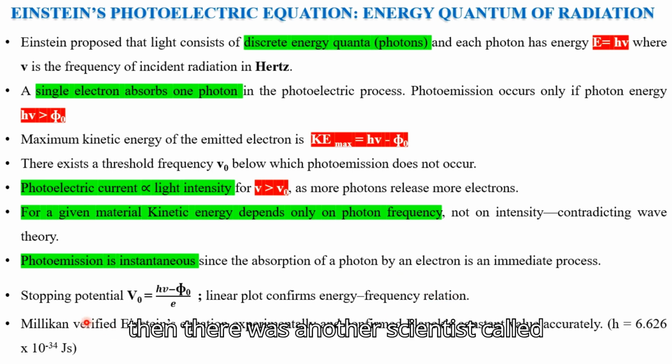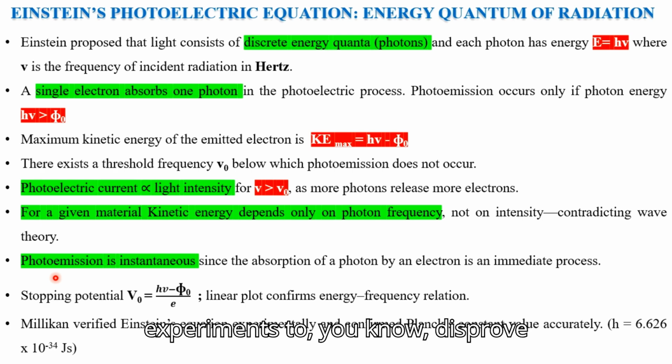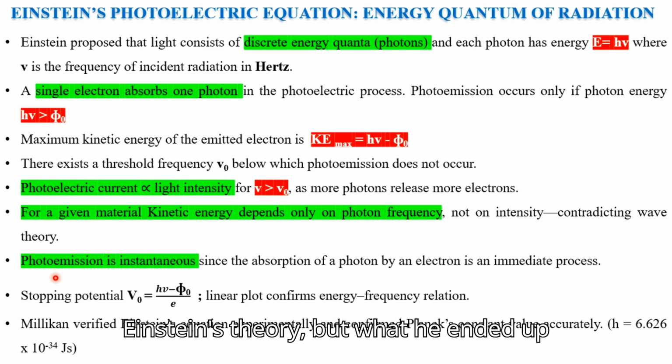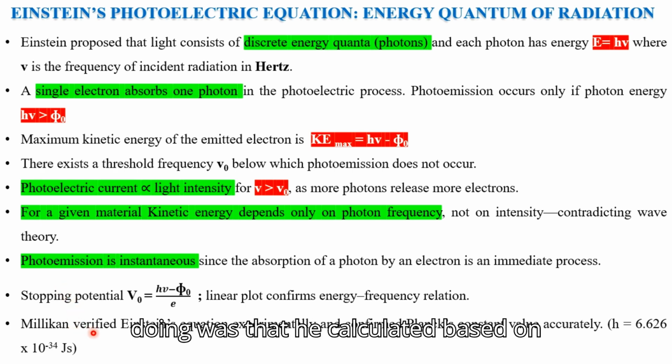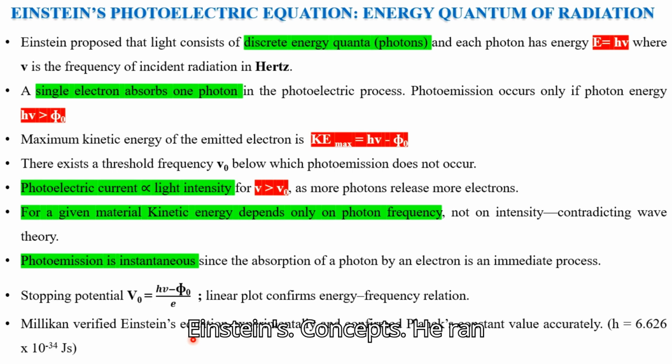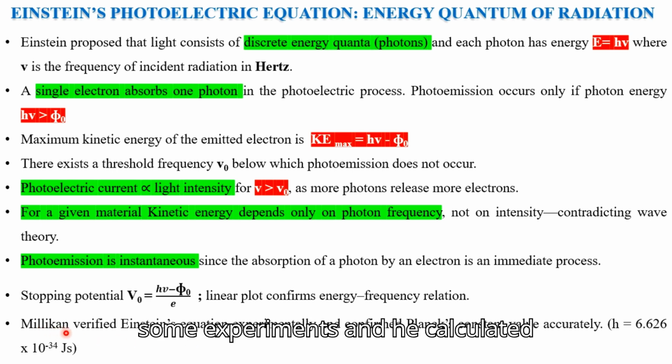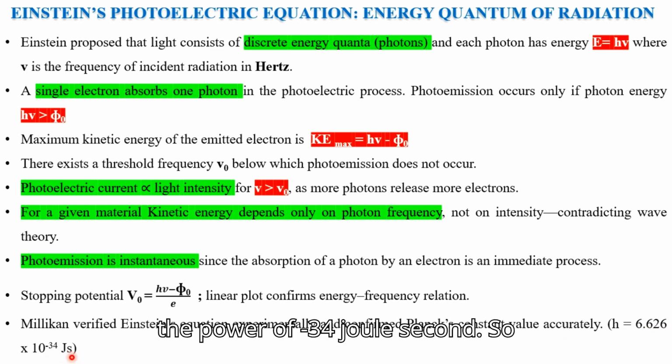And then there was another scientist called Millikan who went on to do some experiments to disprove Einstein's theory. He did not believe in Einstein's theory, but what he ended up doing was that, based on Einstein's concepts, he ran some experiments and calculated Planck's constant to its accurate value, that is 6.626 times 10 to the power of minus 34 joule second. So this actually confirmed Einstein's equations and that Einstein's theory was correct.